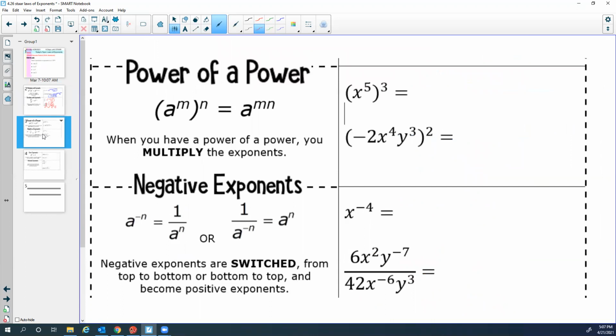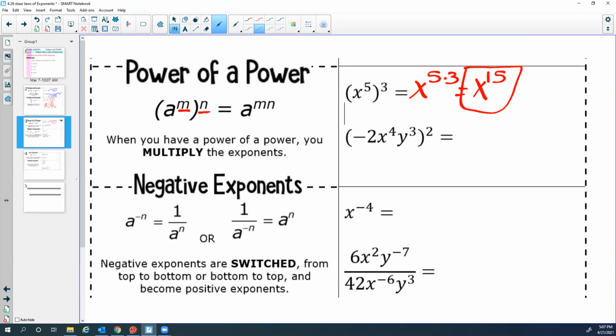Next is the power rule. Power rule says whenever you have an exponent on the outside of the parentheses, you will multiply it with the exponents on the inside. So for instance, on this first one, I got x to the 5th to the 3rd power. What that means is I'm going to do x to the 5 times 3, which is x^15.